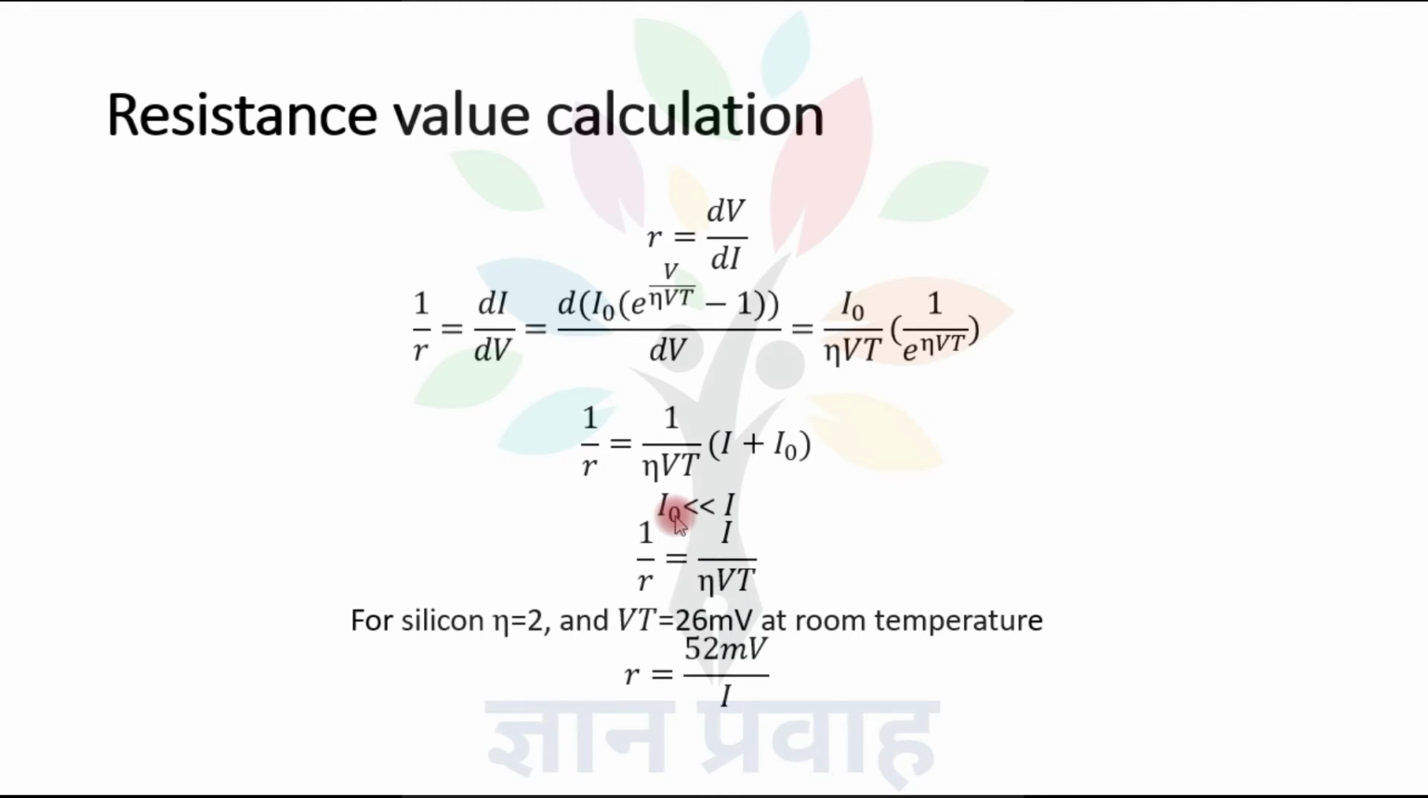I naught is the reverse saturation current and it is always very less as compared to the diode current. So we can ignore reverse saturation current in this case. So 1 by R equal to I by eta Vt, and Vt is 26 millivolt at room temperature. Using silicon material, the resistance value for the piecewise linear model is equal to 52 millivolt by I. And for germanium material, the resistance value is 26 millivolt by I because eta equal to 1 for germanium material.